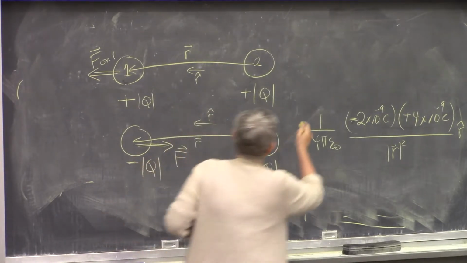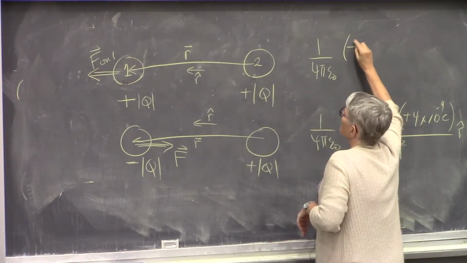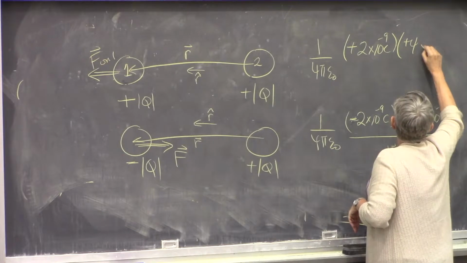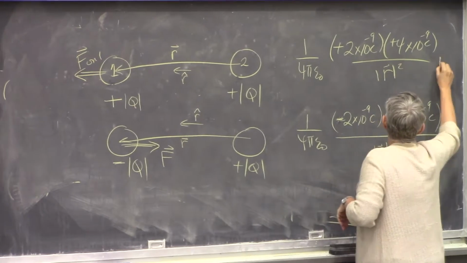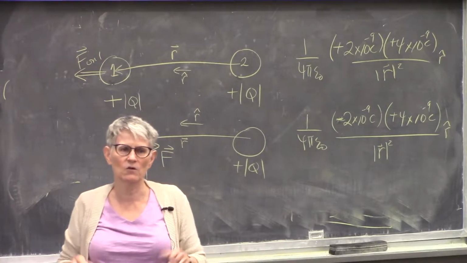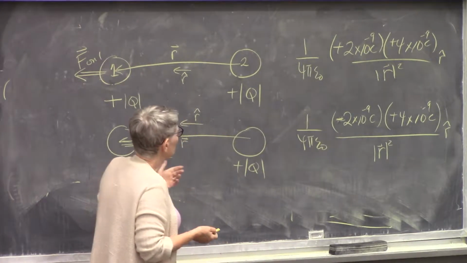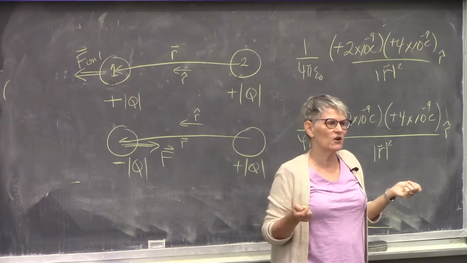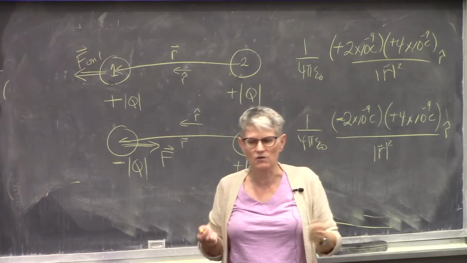Where in this case, we would have gotten a 1 over 4 pi epsilon 0 times plus 2 times 10 to the minus 9th coulombs times plus 4 times 10 to the minus 9 coulombs. We get a positive number, it's in the same direction. So the signs come out right. So the direction of the force, in the gravitational force, all we had to do was say it's in the direction of minus R hat. Here we need to be a little more careful because the signs of those charges actually determine the direction of the force.